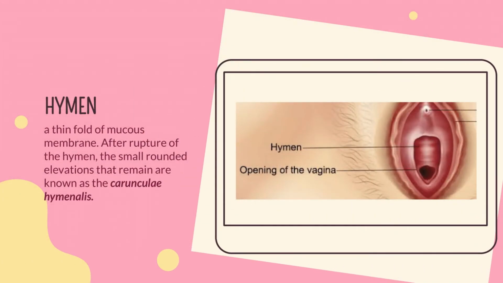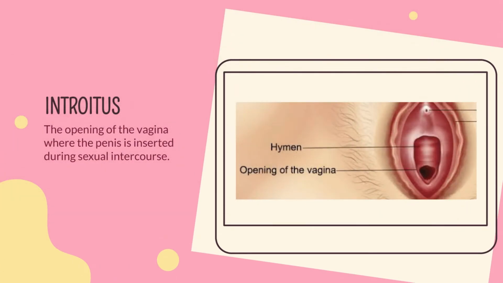The hymen lies at the opening of the vagina. It is a thin fold of mucous membrane that varies in shape. After the rupture of the hymen, the small rounded elevations that remain are known as the carunculae hymenalis. The opening of the vagina is called the introitus.